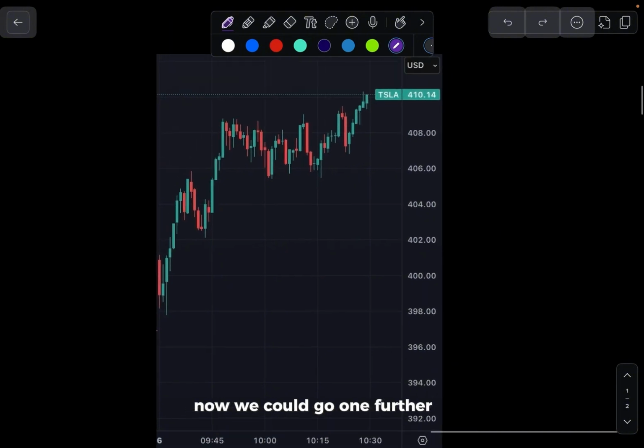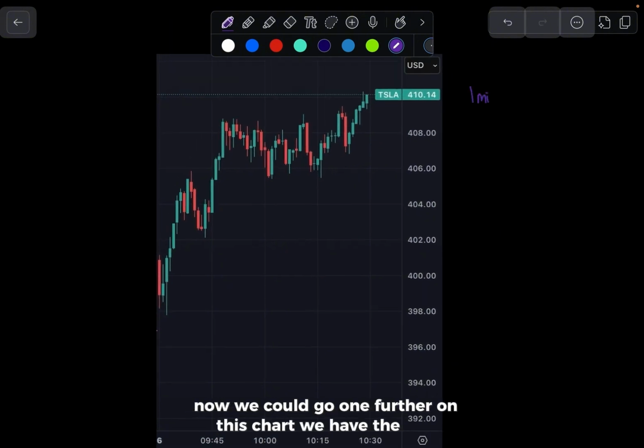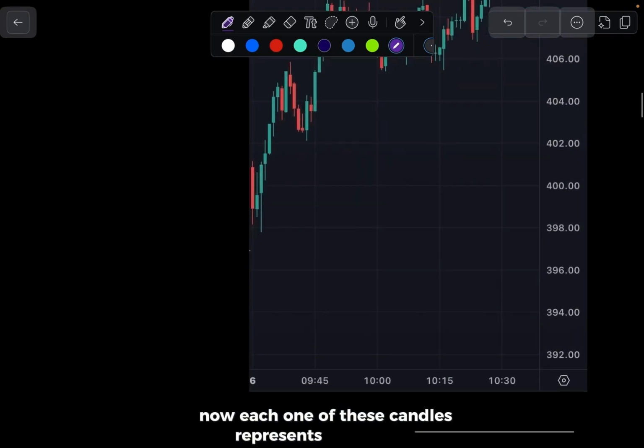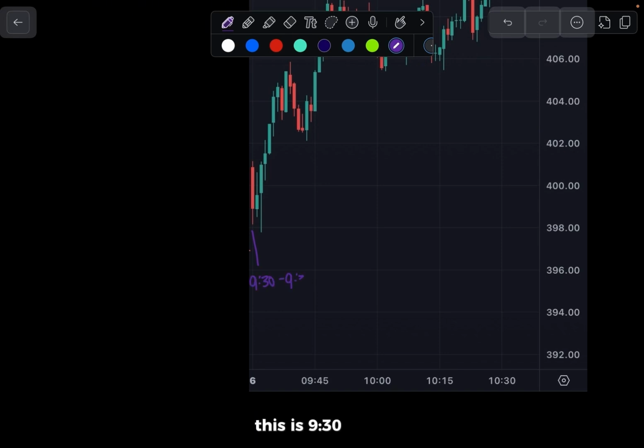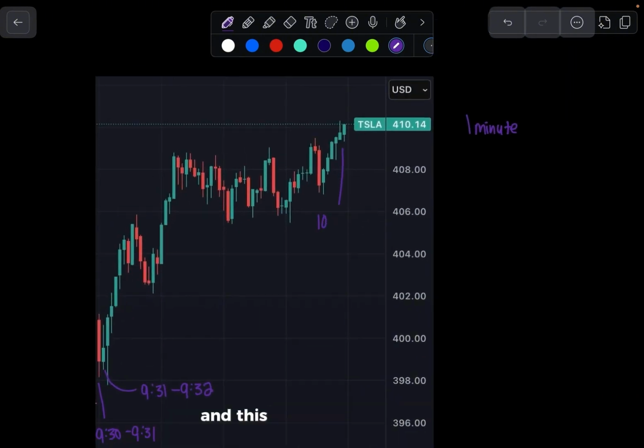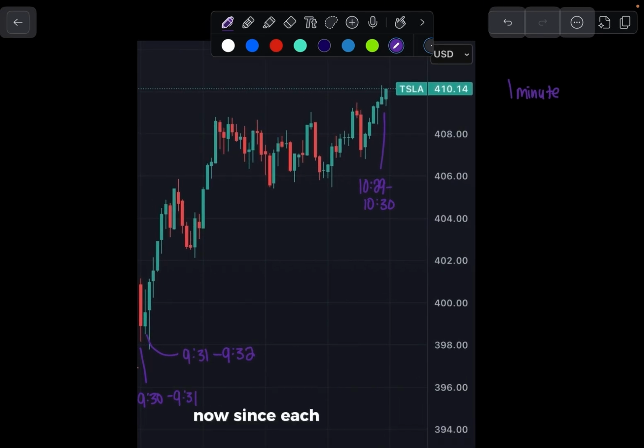Now we could go one further. On this chart, we have the 1 minute chart. Each one of these candles represents 1 minute, and we could break down exactly what we did before. This is 9:30 to 9:31. This is 9:31 to 9:32, and this would be the 10:29 to 30 candle. Since each of these candles represents 1 minute, we're going to have a lot more of them, 60 to be exact, since there's 60 minutes in 1 hour.